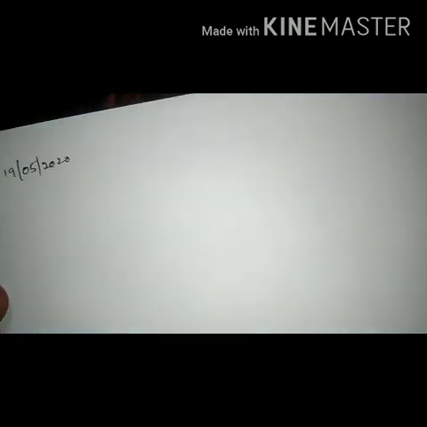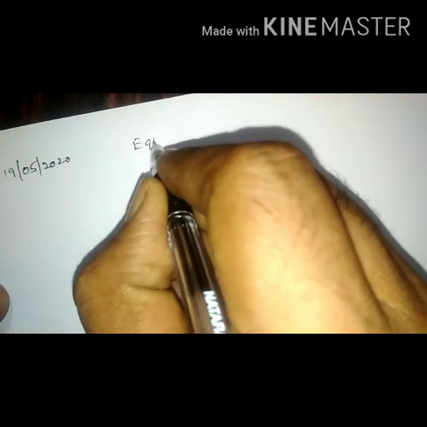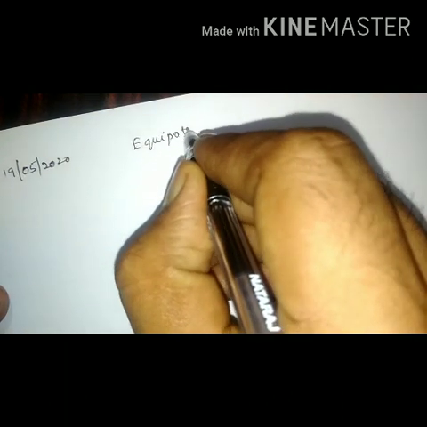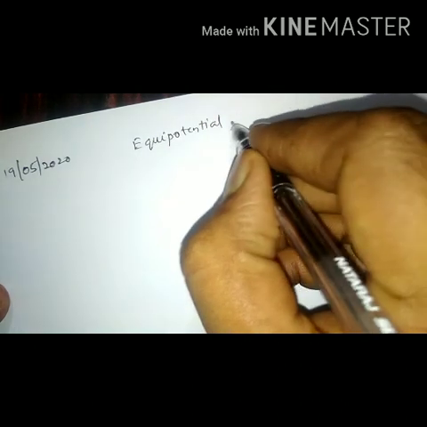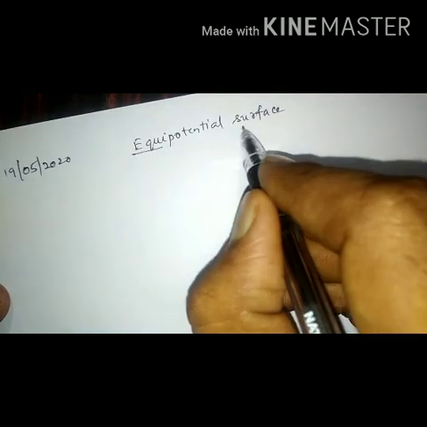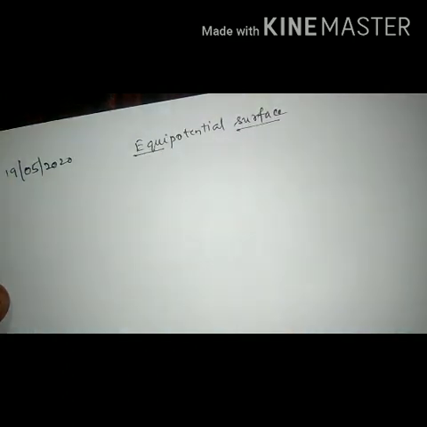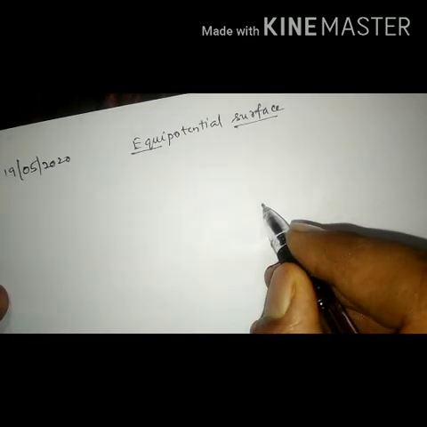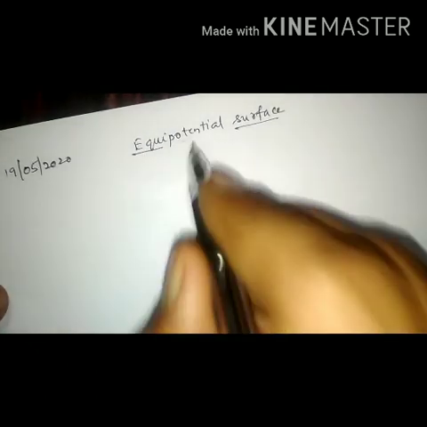Today's class we are going to discuss about equipotential surfaces. Today's date is 19/5/2000. So the concept is equipotential surface. So what is an equipotential surface? The name itself says: the surface having the same potential. Equi means same, the surface having same potential.